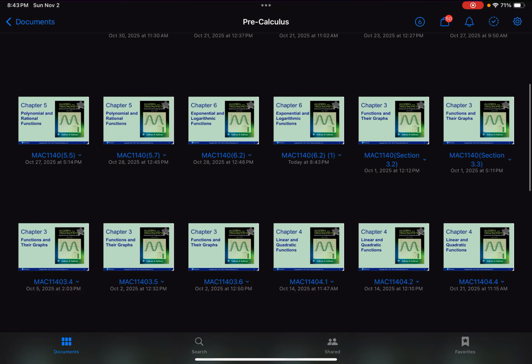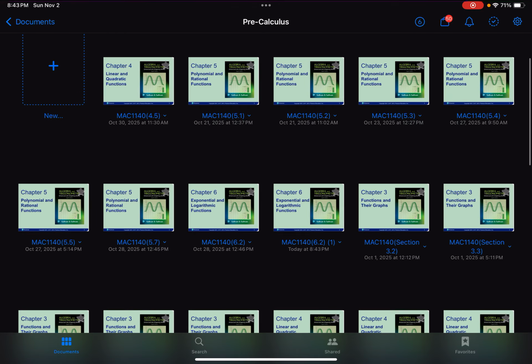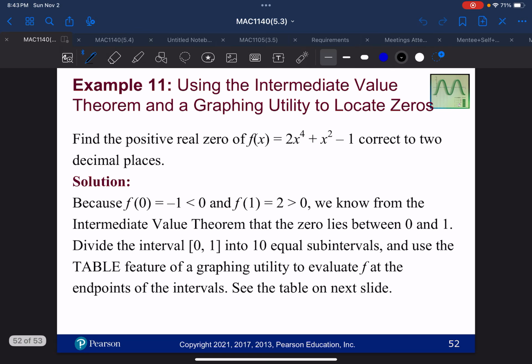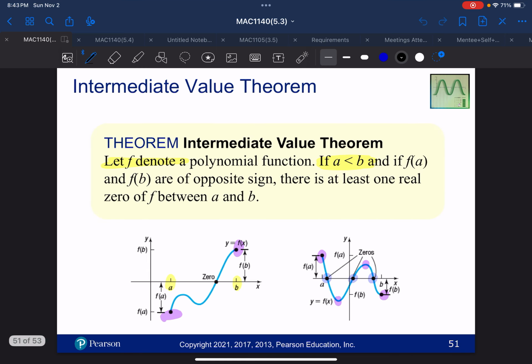I did want to go back to something that was in 5.3. I know I'm going back pretty far, but I just wanted to review this. So in 5.3, we learned about the intermediate value theorem that said that if A is less than B and if f of A and f of B, the outputs, are opposite signs, then it tells us there's at least one real zero between A and B.